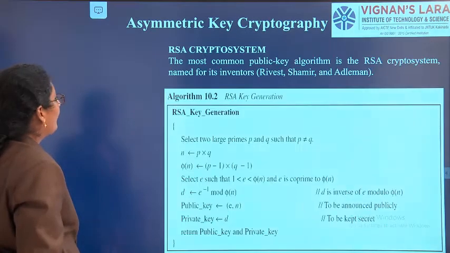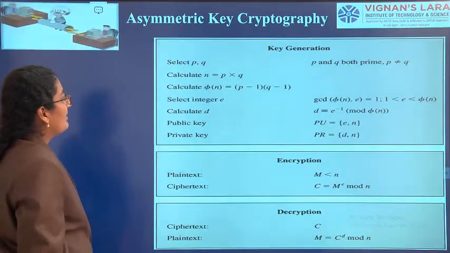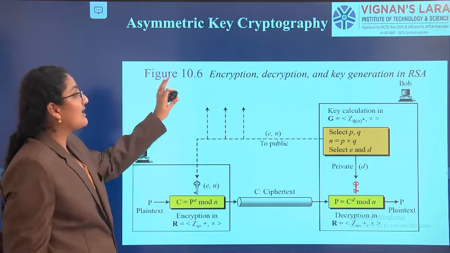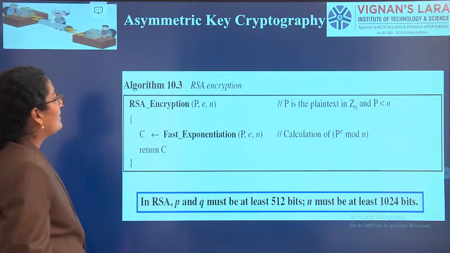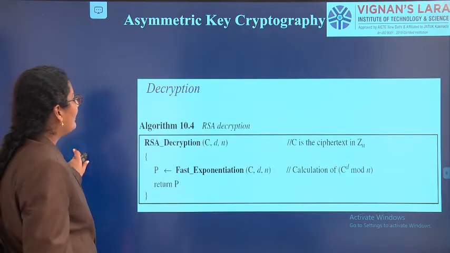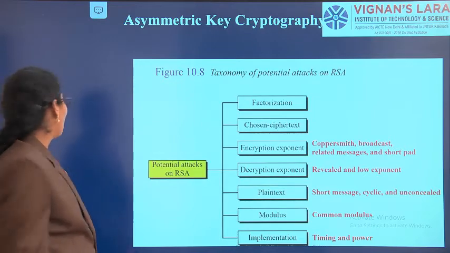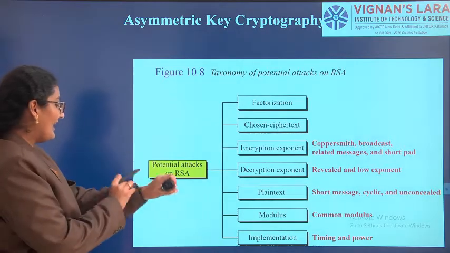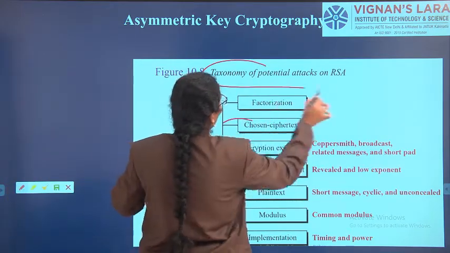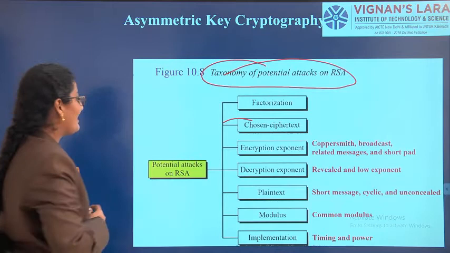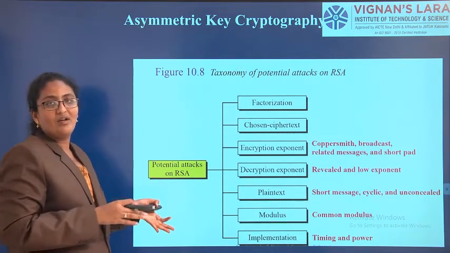Next one, RSA algorithm. Next one, what are the steps in RSA? What is happening in the 3 steps of RSA? What is RSA encryption? What is RSA decryption? And next one, what are the attacks we can expect on RSA? It is called the taxonomy of attacks on RSA. These attacks can happen on the RSA algorithm.